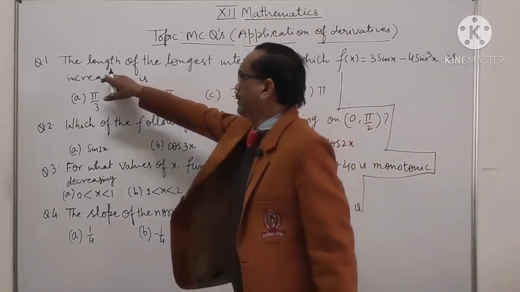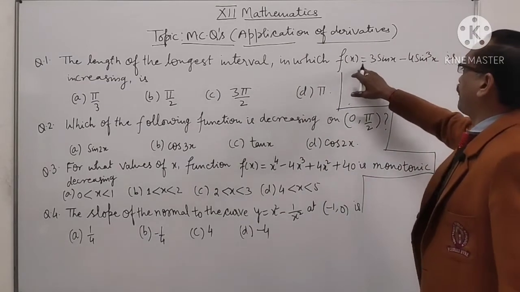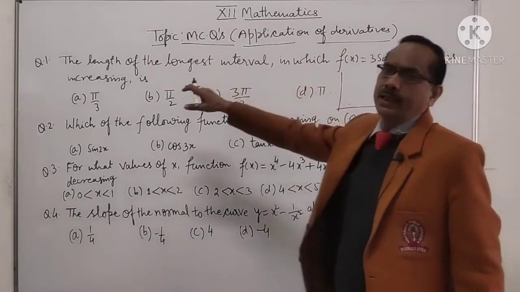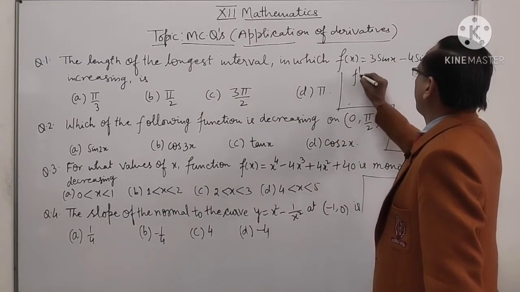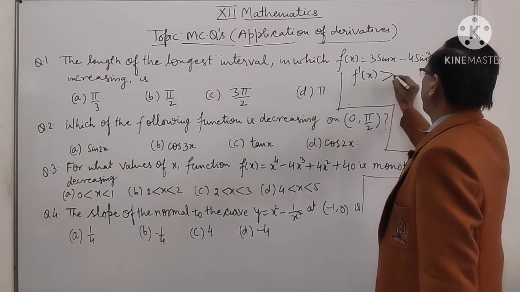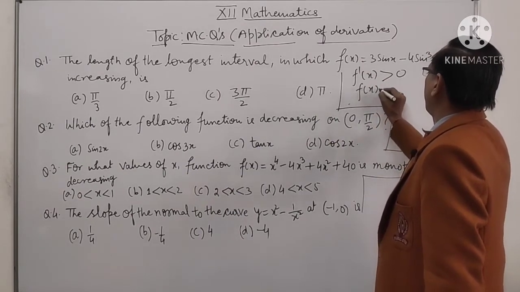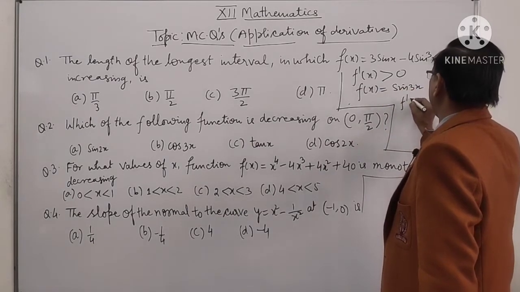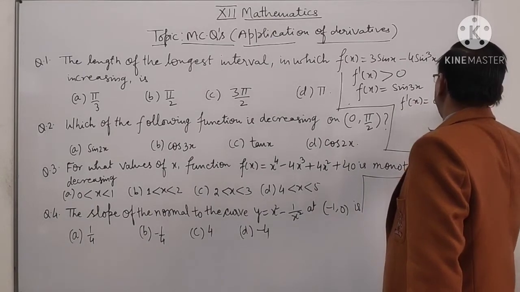Question number 1. The length of the longest interval in which f(x) = 3 sin x - 4 sin³x is increasing. Student, the condition of an increasing function is f'(x) > 0. Now, the function can be written as sin 3x. Let's find its derivative f'(x). It is cos 3x into 3.